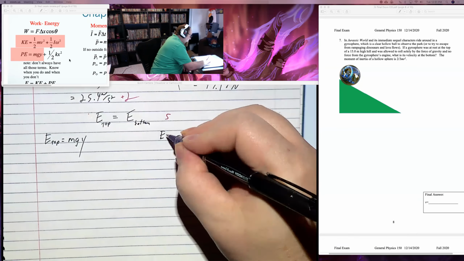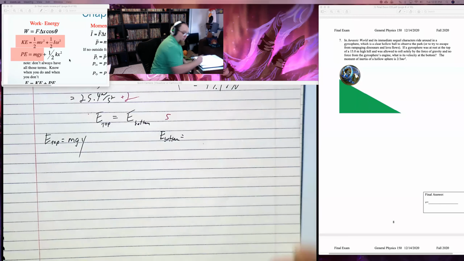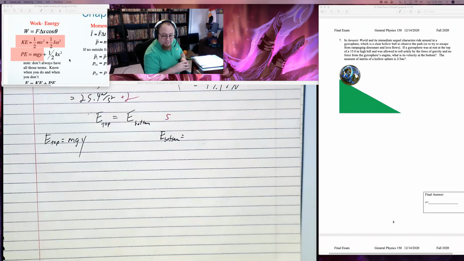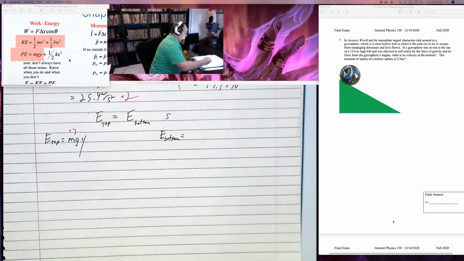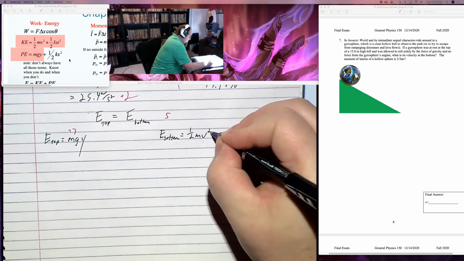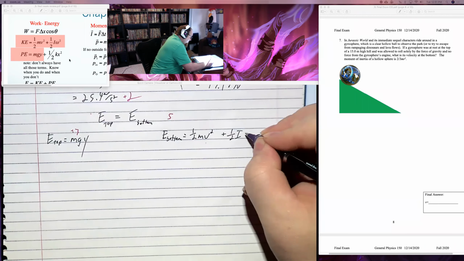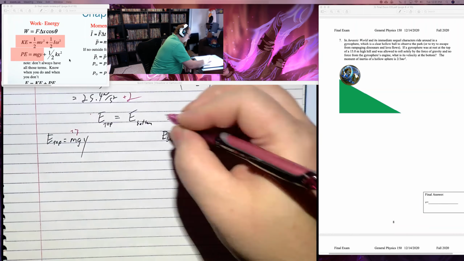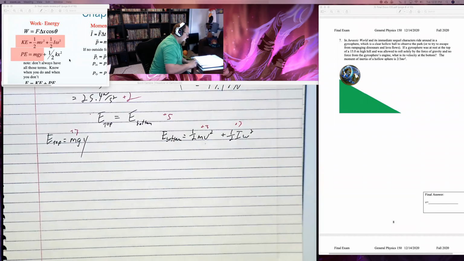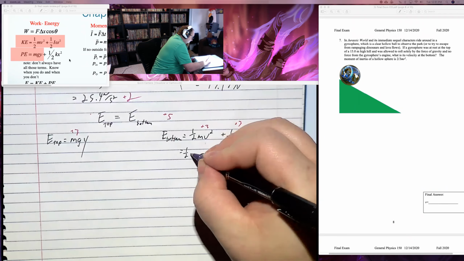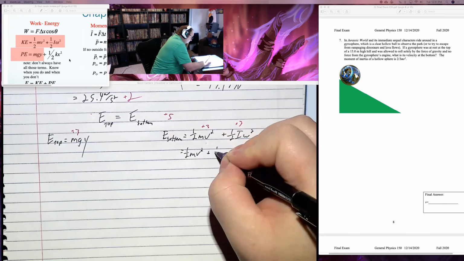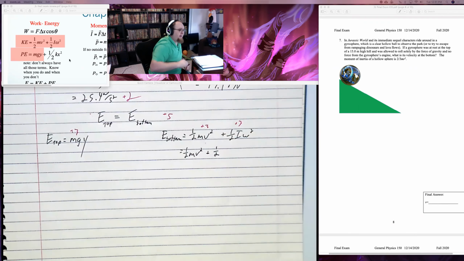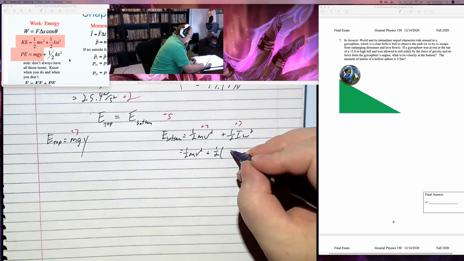At the bottom, it is rolling. If something is rolling, it's doing 2 things at once. If something is rolling, that means it's moving linearly and it's spinning. And so I need both of those terms. On those terms, I is the moment of inertia, and I gave that here. I said treat it as if it's a hollow sphere, which is 2/3 mr squared.